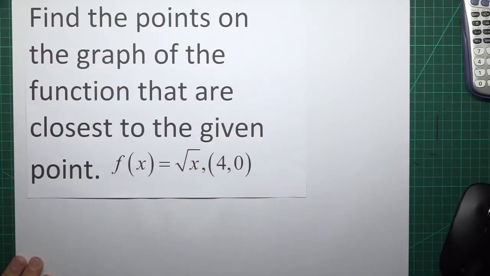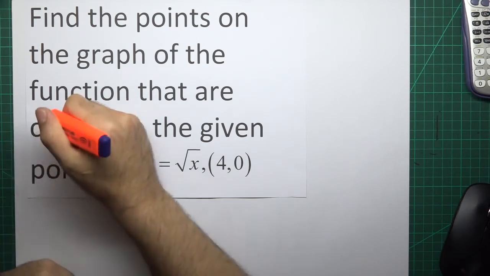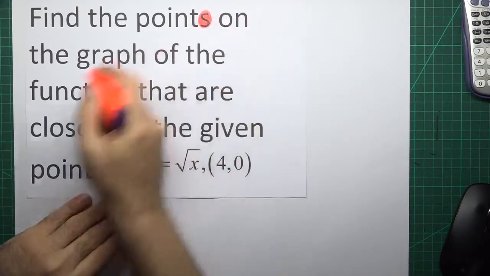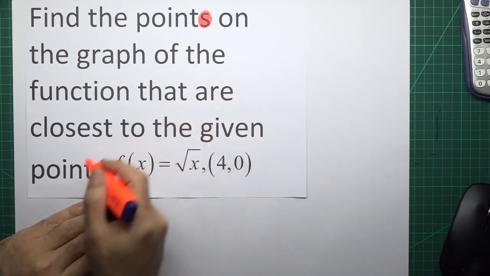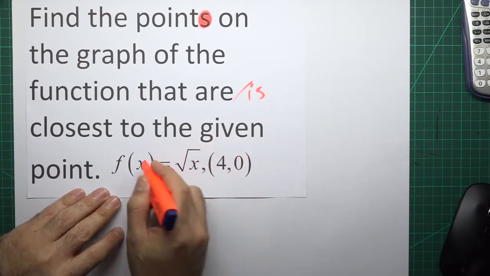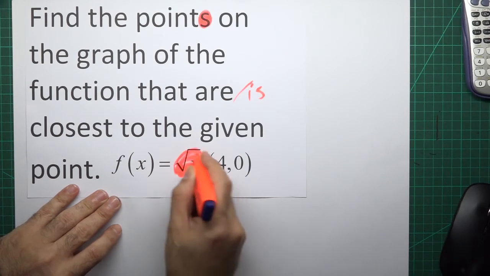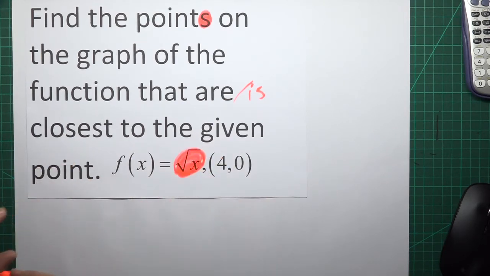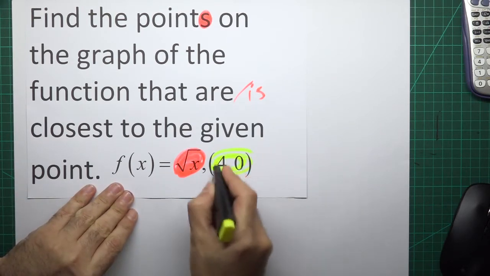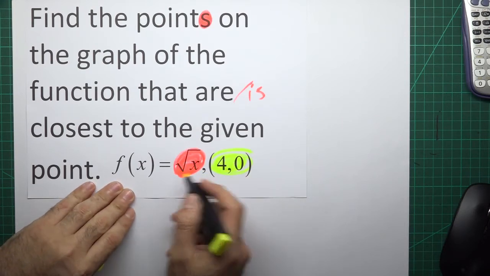Optimization, and we will deal with a problem: find the point, it might be point or points, we cannot guarantee, on the graph of the function that are, or is, Allahu A'lam, closest to the given point. So I have this function, square root of x, and I have this point, and our mission is to find a point on this curve which is the closest to this point.